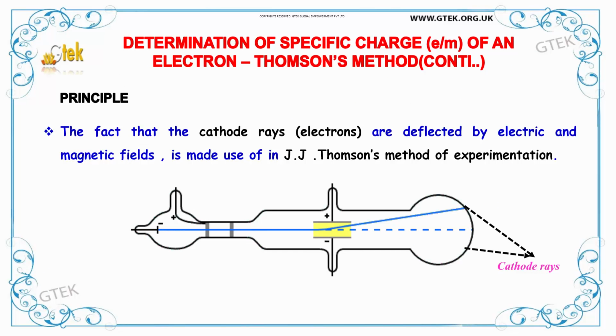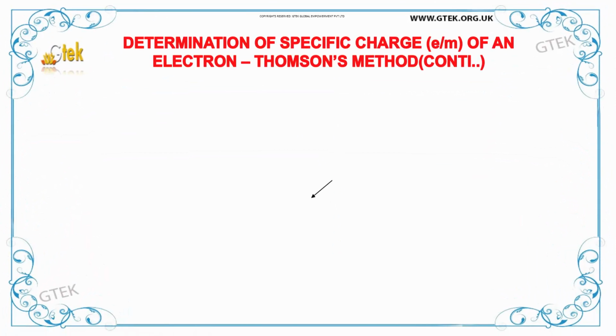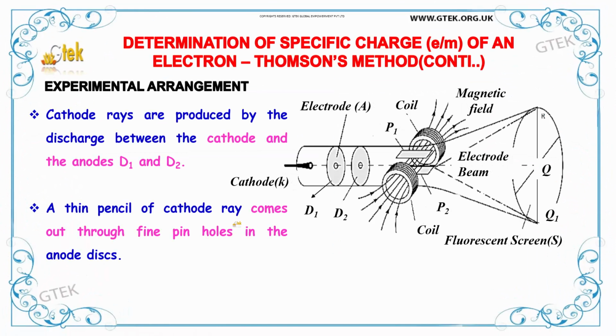The main principle is the fact that the cathode ray electrons are deflected by electric and magnetic fields, and it is made use of in J.J. Thomson's method of experimentation. You are able to see the cathode ray which is getting deflected through the electric field. So the experimental arrangement is like this: you've got electrodes, and this is your coil, and you've got your plates P1 and P2, and the electron beam is coming here, and this is your magnetic field, and this is your fluorescent screen.